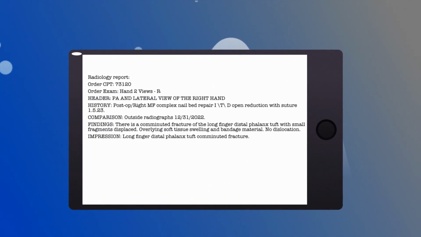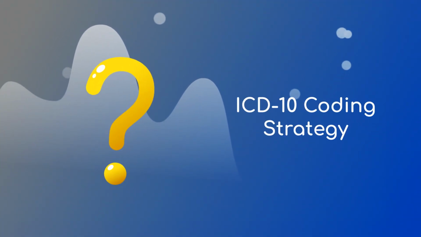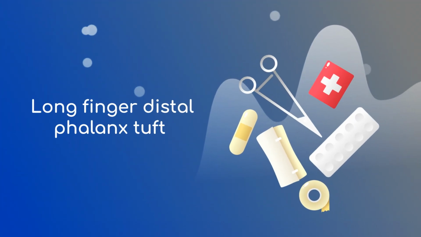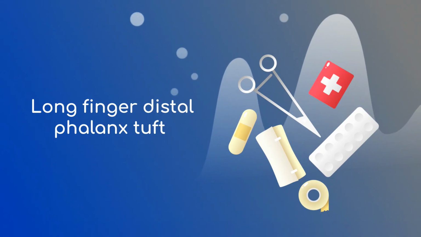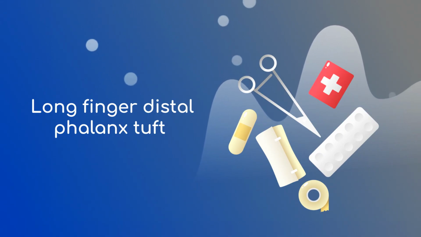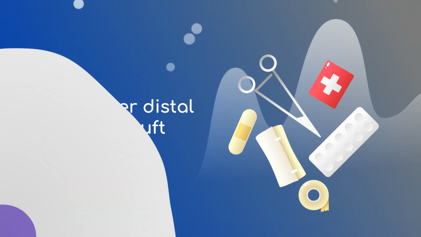Let's look at the views: PA view and lateral view. That's a total of 2 views. This qualifies for CPT code 73120, radiologic examination hand, 2 views. This is a post-surgical follow-up to assess healing status after repair of a traumatic injury. The fracture is described as comminuted, and although displacement is not explicitly stated, ICD-10 guidelines default to displaced if unspecified.